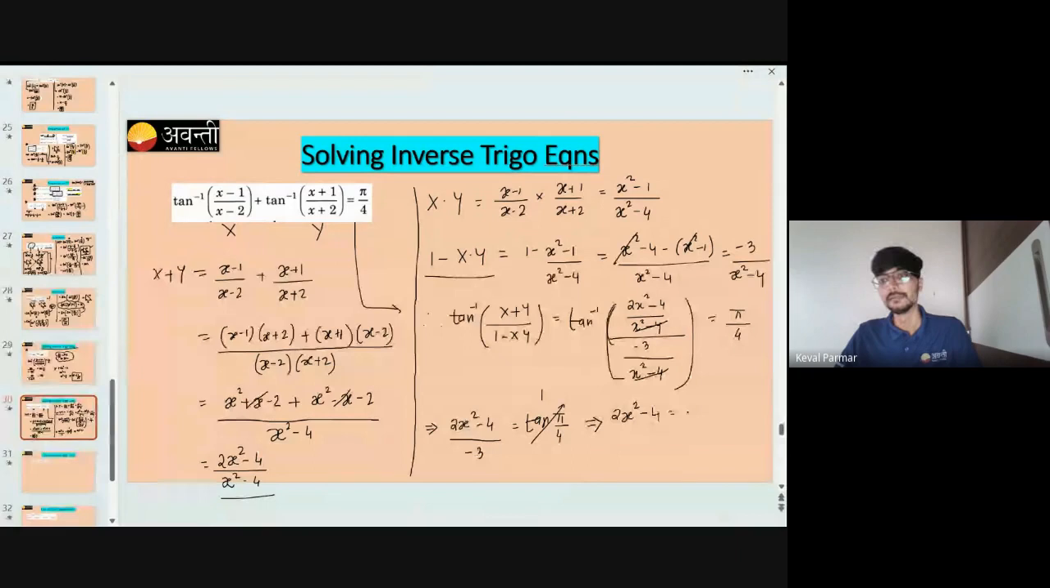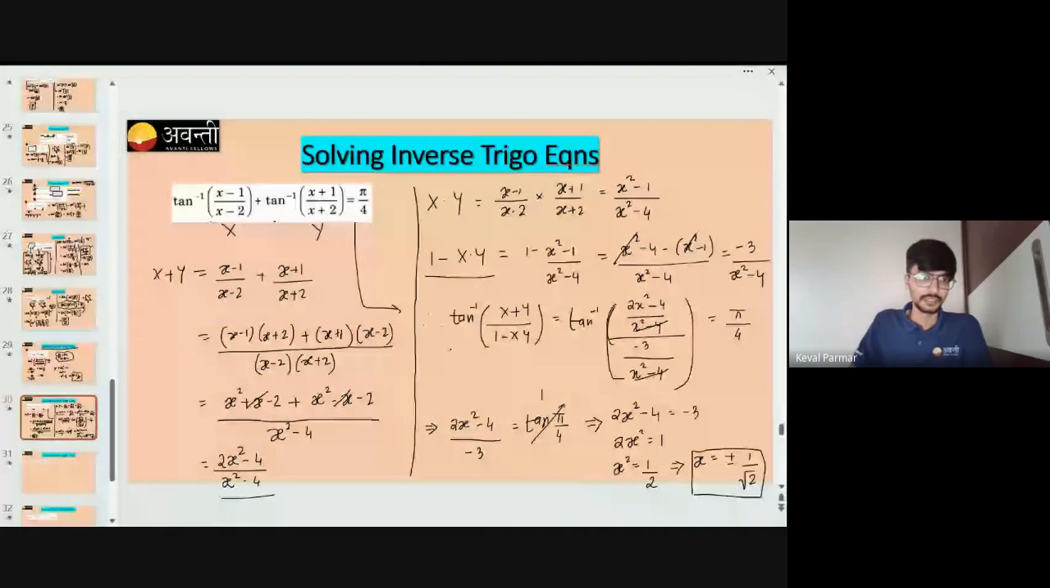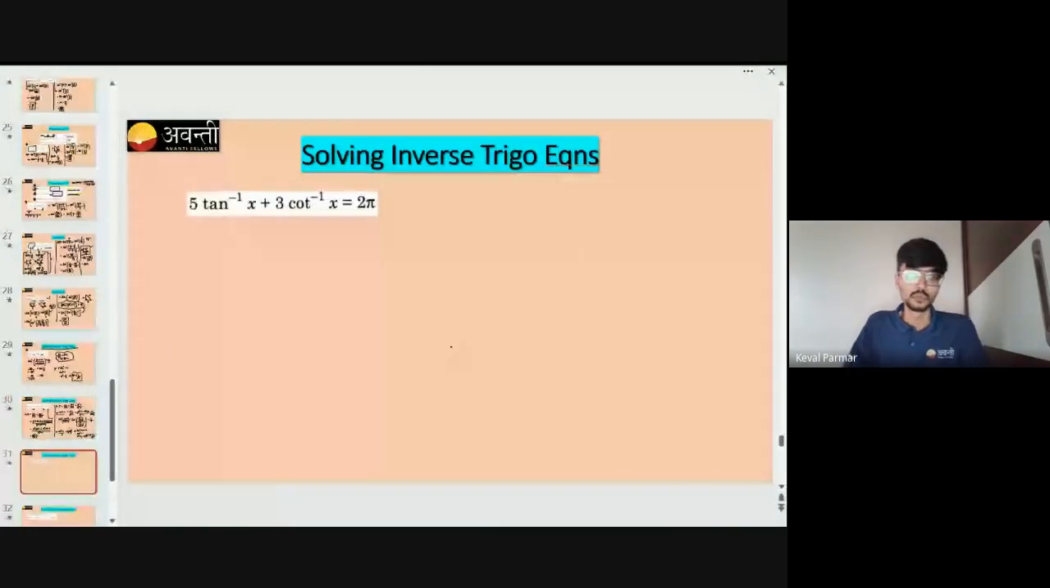2x square is equals to, I'll send 4 on the other side, I'll get 1. So I will get x square is equals to 1 upon 2, meaning x will be equal to plus minus 1 upon root 2. It was very simple algebra. Okay, let's now see the next question.